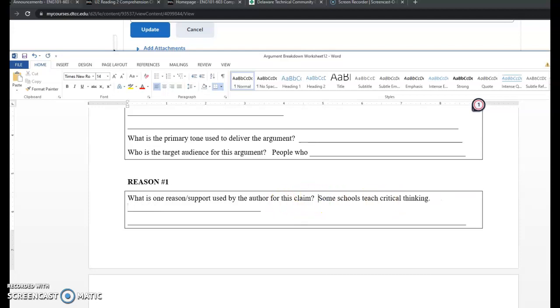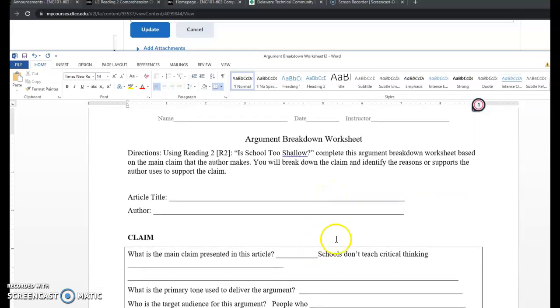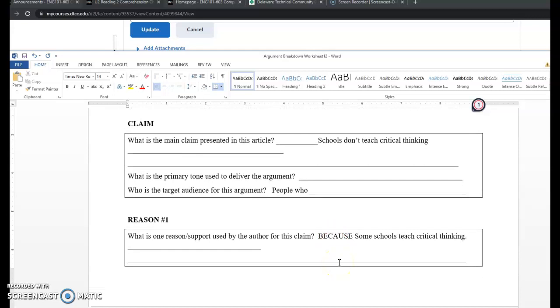Like I mentioned before when you were filling out that first worksheet, if you want, you can type in the phrase "because," and then you can go back and erase it when you're done. But if it helps you focus your brain, look at it as a direct correlation. If I were to say out loud to you, schools don't teach critical thinking because some schools teach critical thinking, you would be like, that person is talking nonsense. Force yourself to finish this sentence here, whatever you say, with a because, and see if this actually supports this, because you're looking for the logic of the argument.